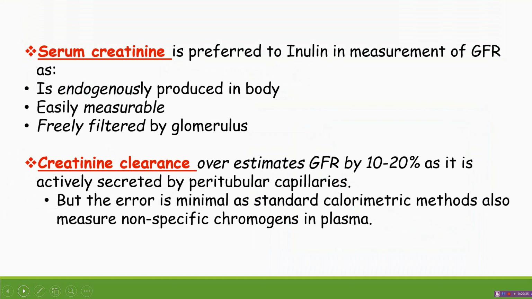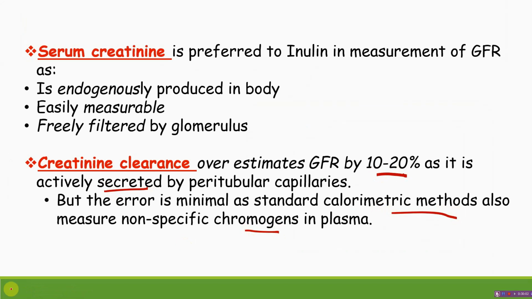But here is the problem: creatinine clearance overestimates the GFR by almost 10 to 20% because it is secreted by the peritubular capillaries. But the actual value comes to be almost like the GFR because the colorimetry method which is used also measures non-specific chromogens in the plasma. So the error and the actual reading nullify each other.